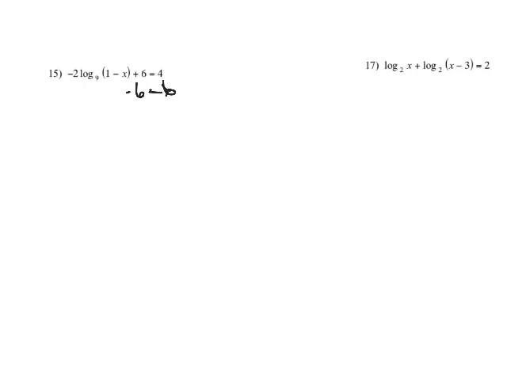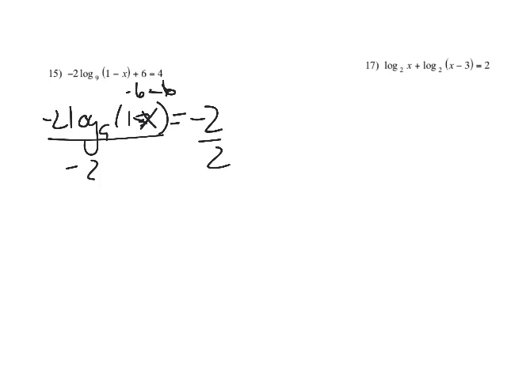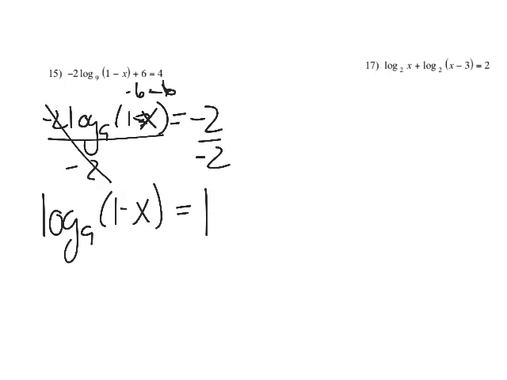Oops, that's minus 6 there. All right, so I have a negative 2 times log base 9 of 1 minus x is negative 2. I'm going to divide both sides by negative 2 because I got that sitting out front. So let's write this a little bit neater. Log base 9 of 1 minus x equals, that's divided by negative 2, a positive 1.